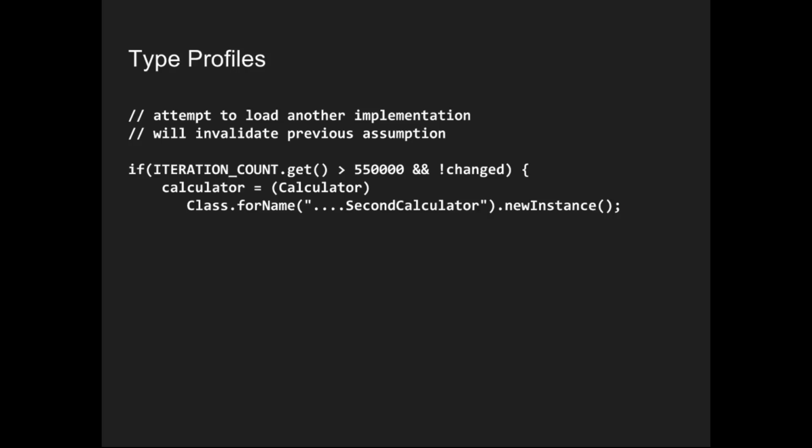you kind of get around the compiler's model of all the classes that have been loaded, and this will invalidate the previous assumption that there is only one implementation of Calculator. So this load here should trigger the uncommon trap.